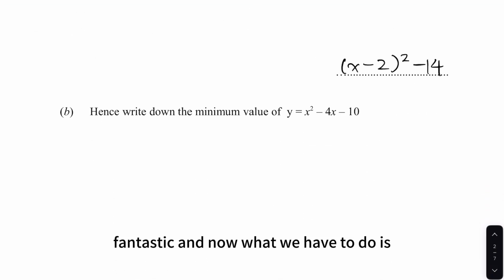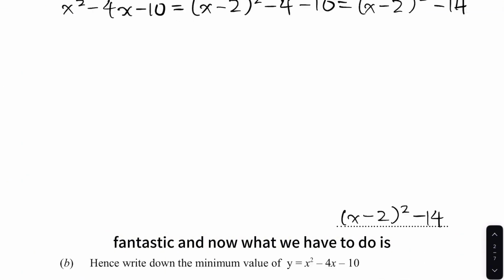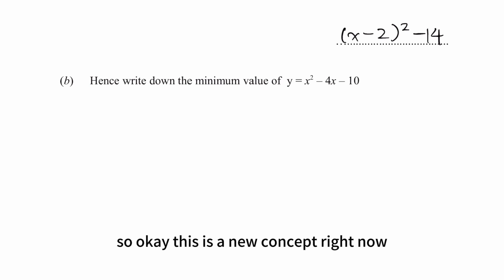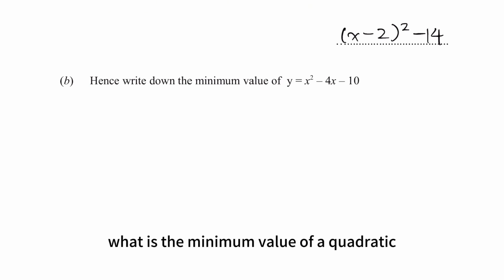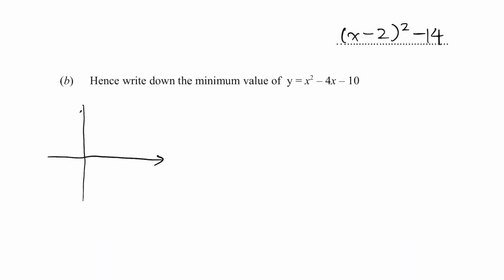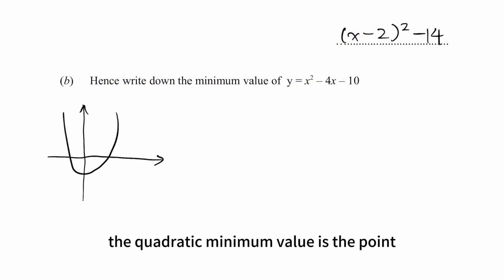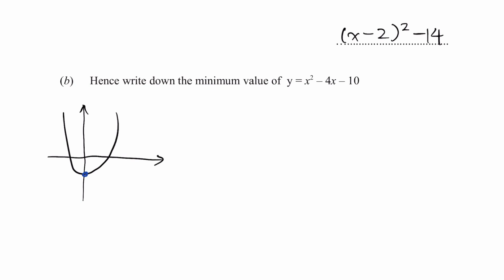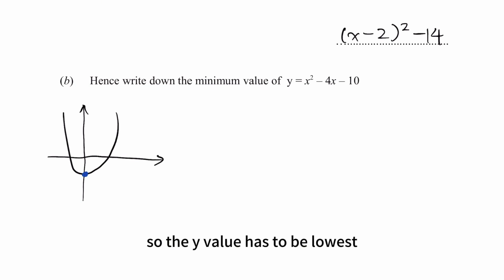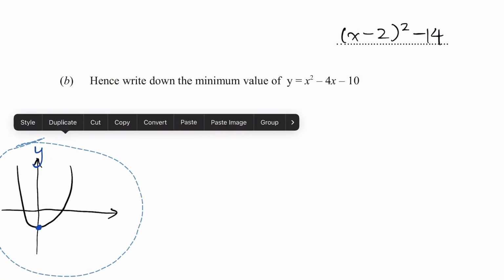Fantastic. And now what we have to do is write down the minimum value. So, okay, this is a new concept right now. What is the minimum value of a quadratic? Well, if you think about the graph of a quadratic, the quadratic minimum value is the point at which the y value is at the lowest point. So the y value has to be lowest. This is the y-axis.